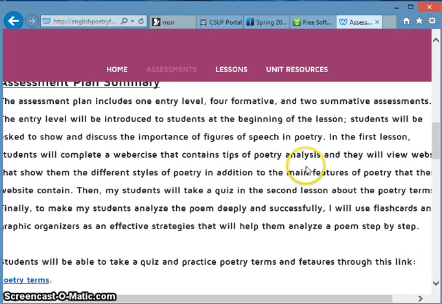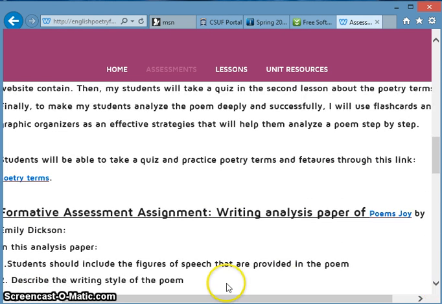And it shows students that in the first lesson they will complete a Weber sheet that contains tips of poetry analysis, and that they will view the web page that shows them different styles of poetry in addition to the main features of poetry that the website contains. Then this assessment plan summary shows students that they will take a quiz and do the analysis writing paper project at the end of the lesson.